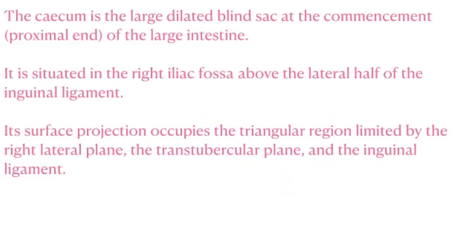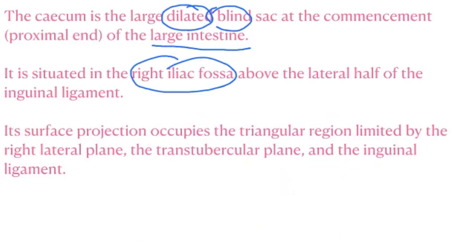Cecum is a large dilated blind sac at the commencement of the large intestine. It is situated in the right iliac fossa above the lateral half of the inguinal ligament. We'll see that.